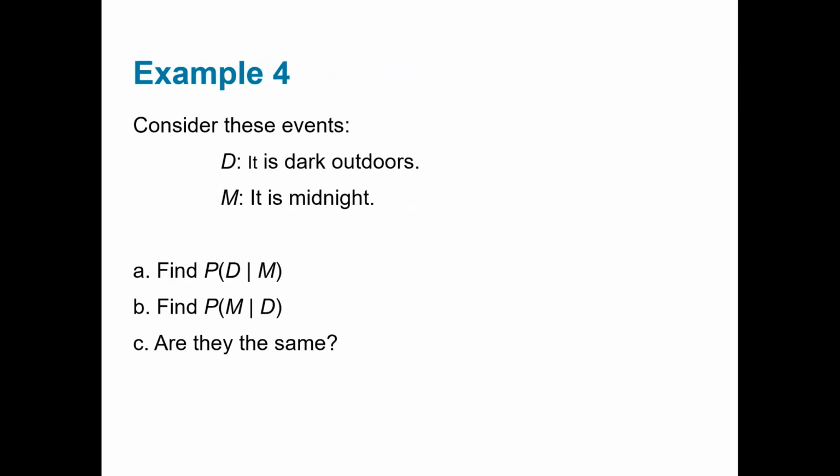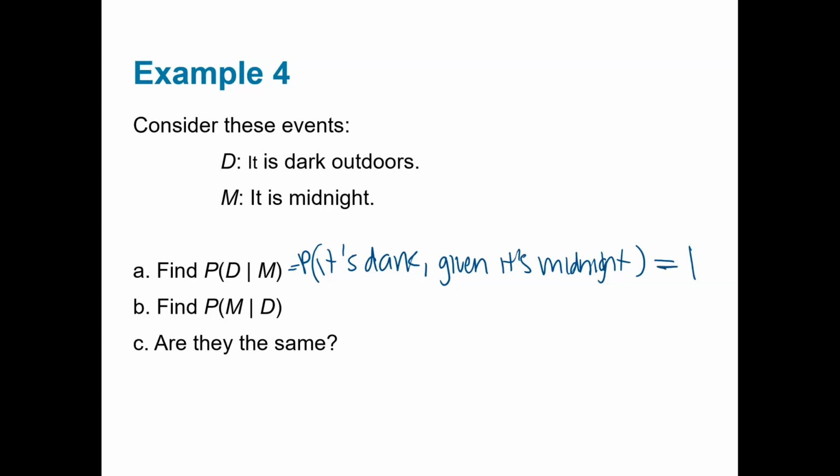Example 4, consider these events. Find the probability that D given M. So let's make sense of it. So this is saying, okay, find the probability that it's dark given that it's midnight. So what's the probability that it's dark given that it's midnight? Well, if we're not in Alaska, it's certainly going to be dark at midnight. So that's 1.